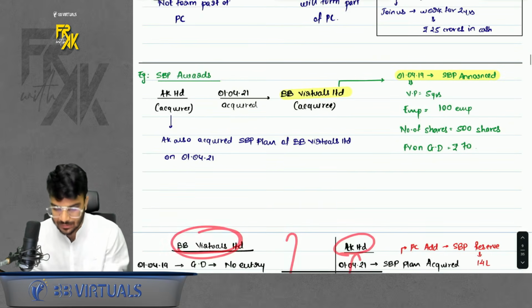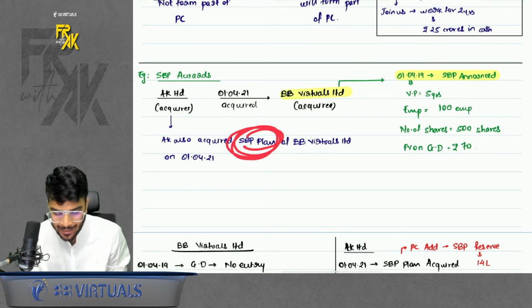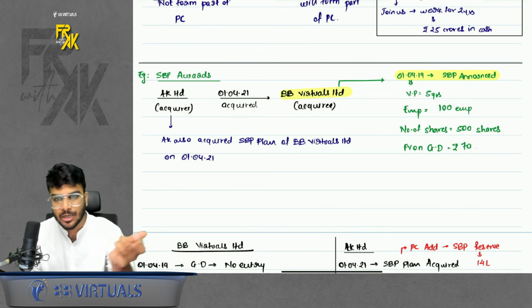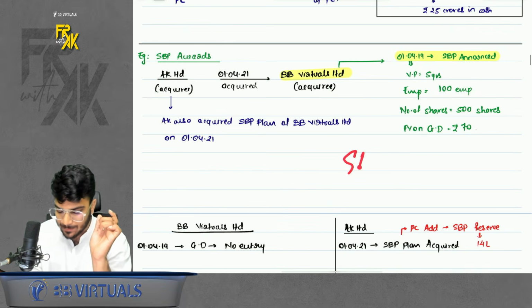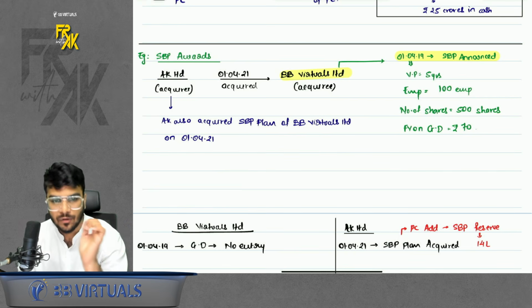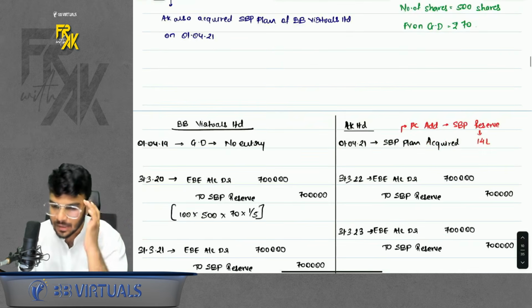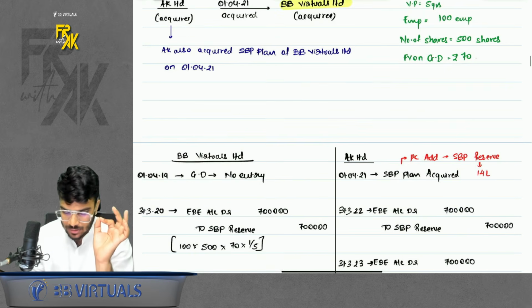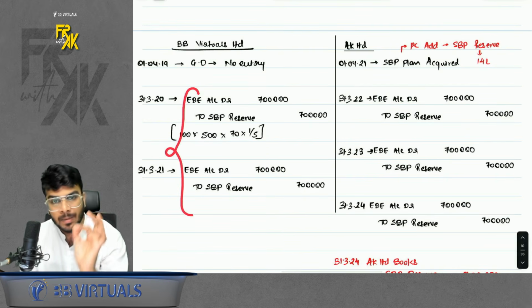Now what is to be done with this? So when you acquire the SBP plan of the selling company, whatever is the pre-combination amount, pre-combination means whatever is the SBP expense prior to the date of acquisition, that will form part of PC. Why will it form part of PC? Logic I'll try to give in seconds, but in class we discuss in detail. We will include it in PC for the only reason that for the first 2 years the expense was booked by BB Virtuals.